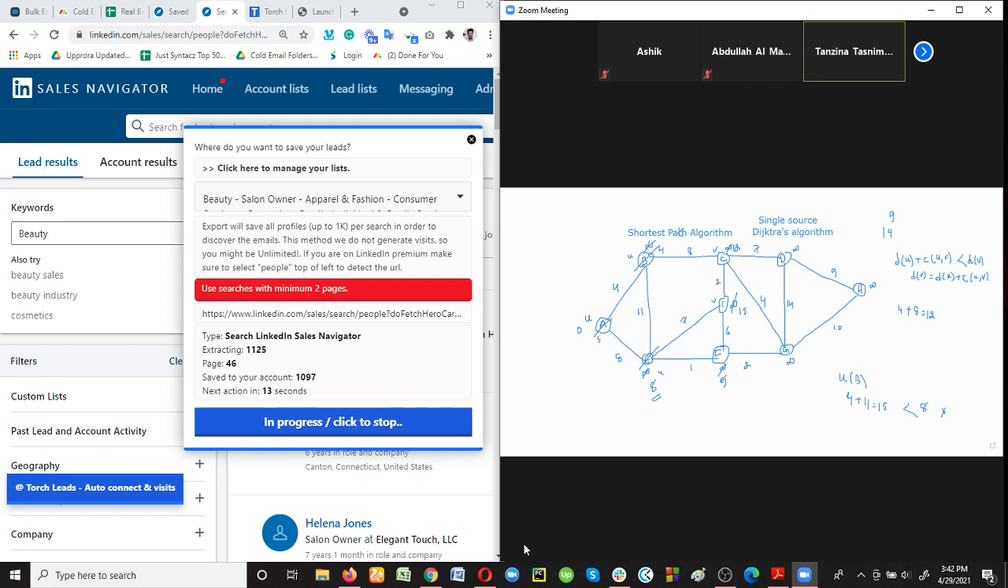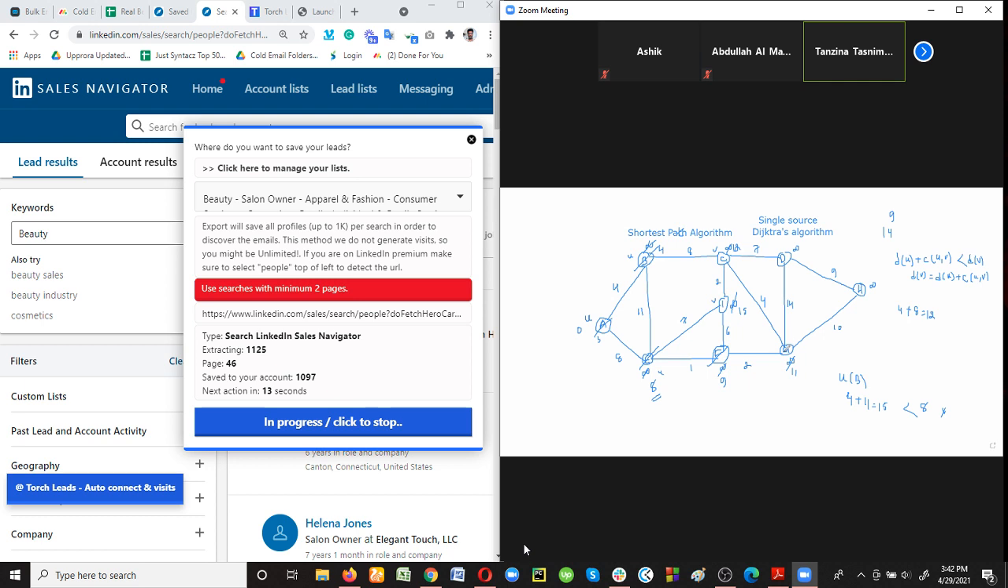The distance of F is 9 and the cost is 2. 9 plus 2 equals 11, and it's less than the current value. So now this vertex is also visited. Right? Okay. So now we have these three nodes C, I and G. Which one has the minimum weight now? This vertex G. This has the minimum distance.